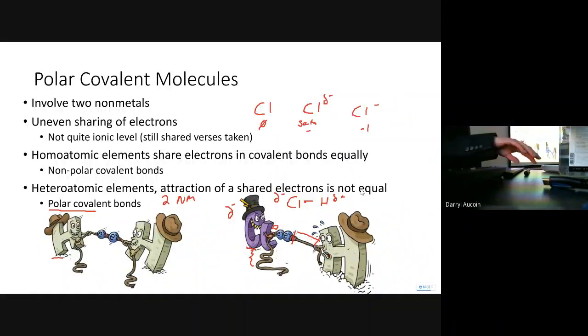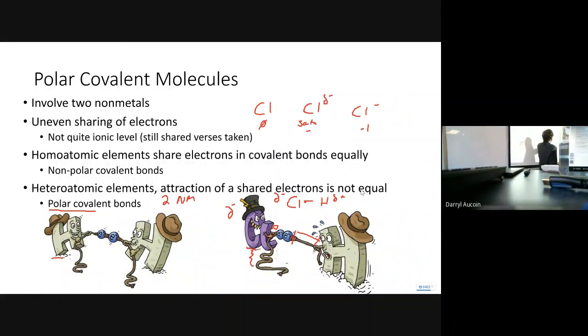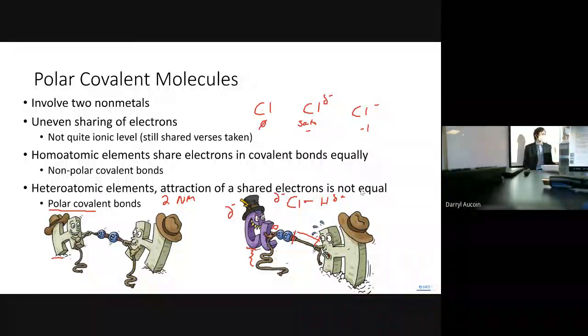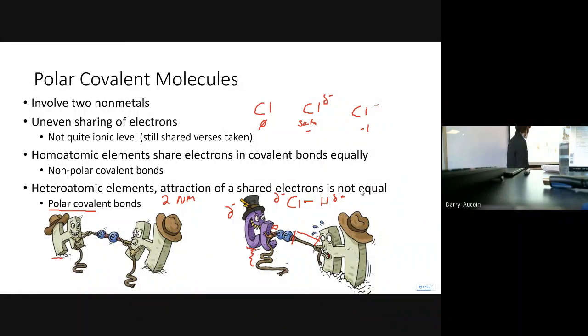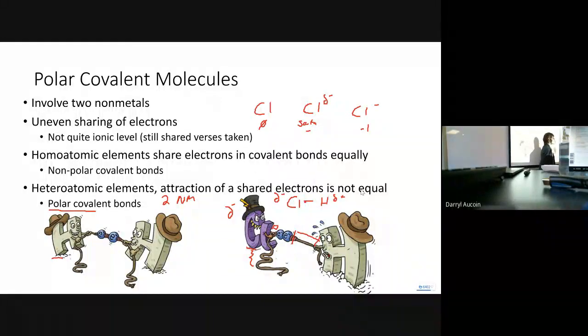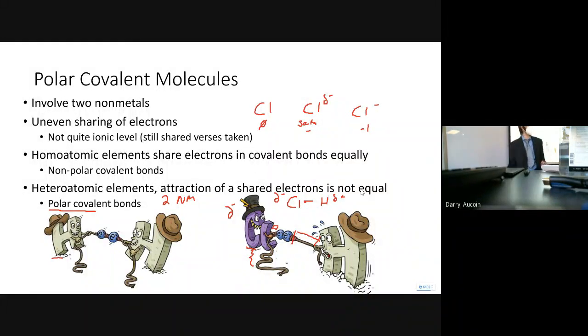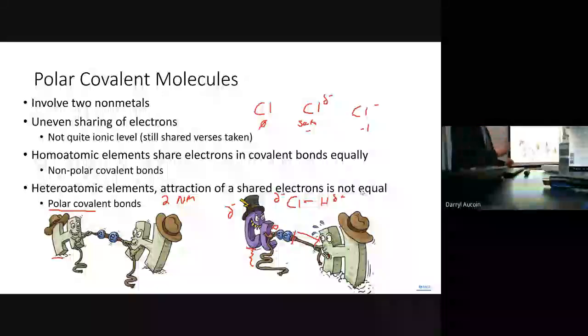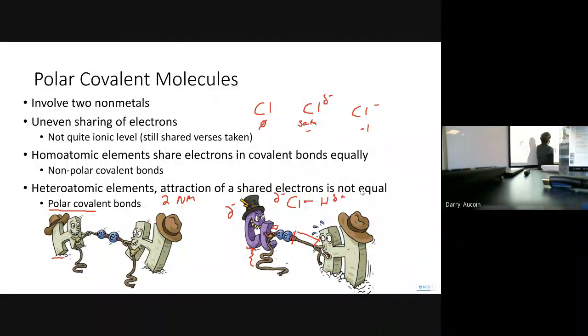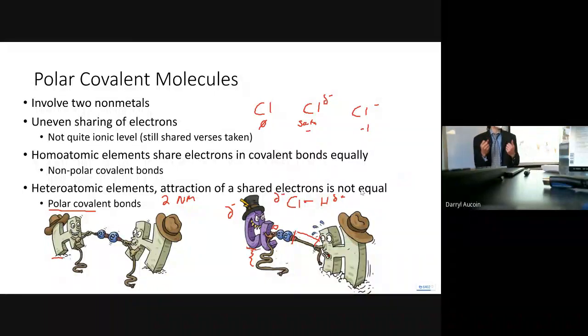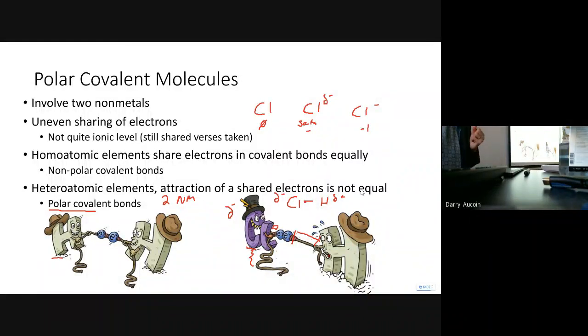Basically, this happens whenever you have two atoms that are sharing electrons that aren't the same atom. So if you have two hydrogens, they pull the same, they're identical. But if you have a hydrogen with a chlorine, or a chlorine with a fluorine, or a sodium with a fluorine, those are all going to be atoms that are unequal. And when the atoms aren't equal, one of them generally pulls a little bit more than the other. So whenever you have two nonmetals that are different than each other, one of them is probably going to hog the electron a little bit more than the other one does.